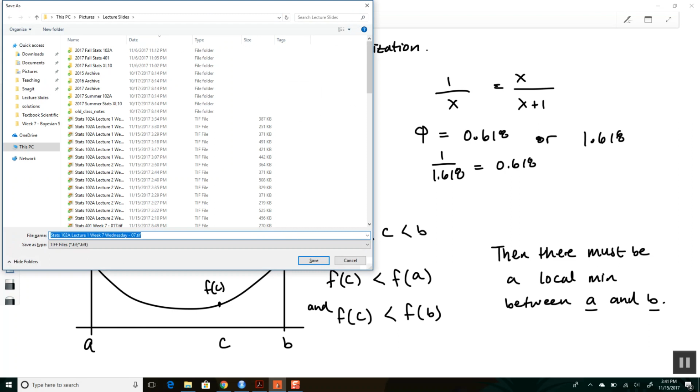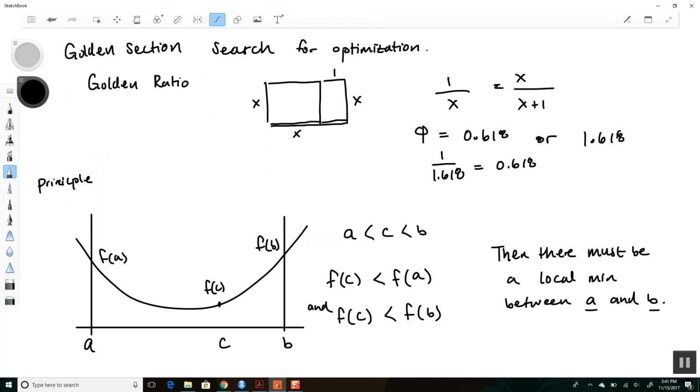Not necessarily at location C, but we do know that if you've got A and B, and C is in between A and B, and the value of the function at C is less than the value of the function at A and B, then there has to be a local minimum somewhere in the interval A to B. So we're going to use this as our guiding rule in the golden section search.